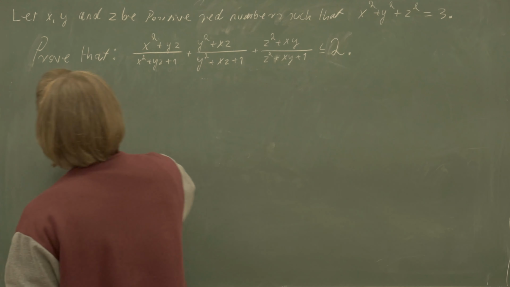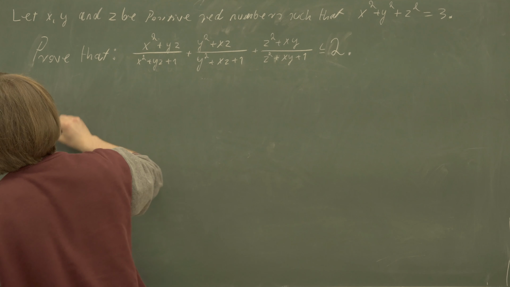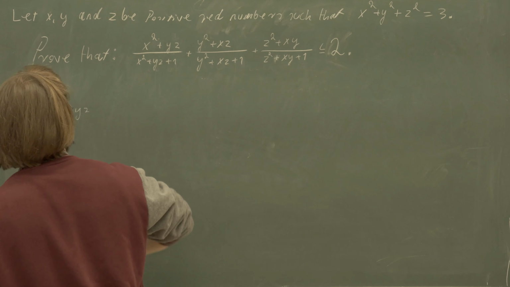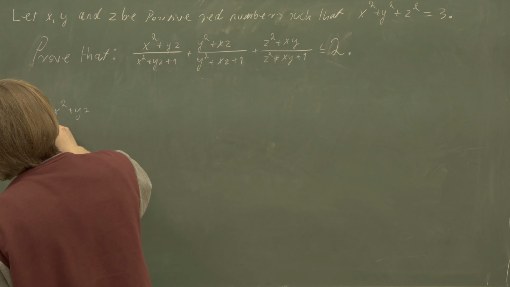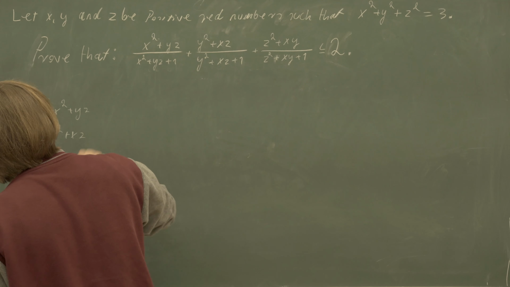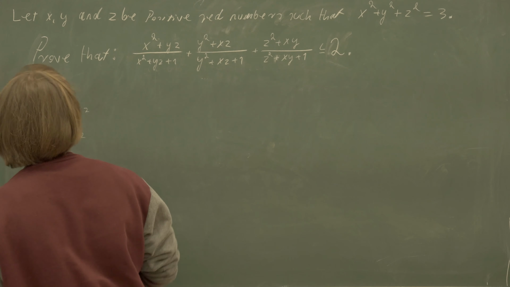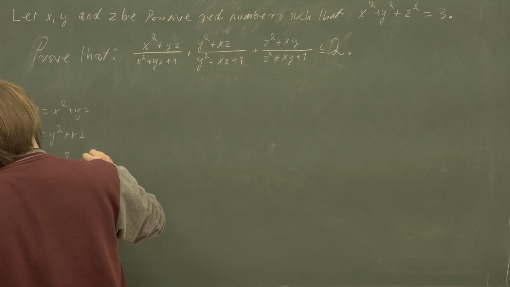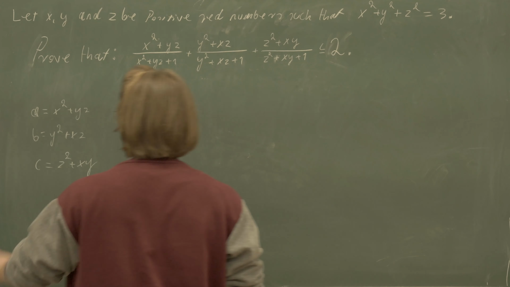And so I would like to make a nice substitution right there to simplify stuff a bit. I would like to take some a and set it equal to x squared plus yz. I would like to take some b and set it equal to y squared plus xz. And I would like to take some c and set it equal to z squared plus xy. And why did I do this?